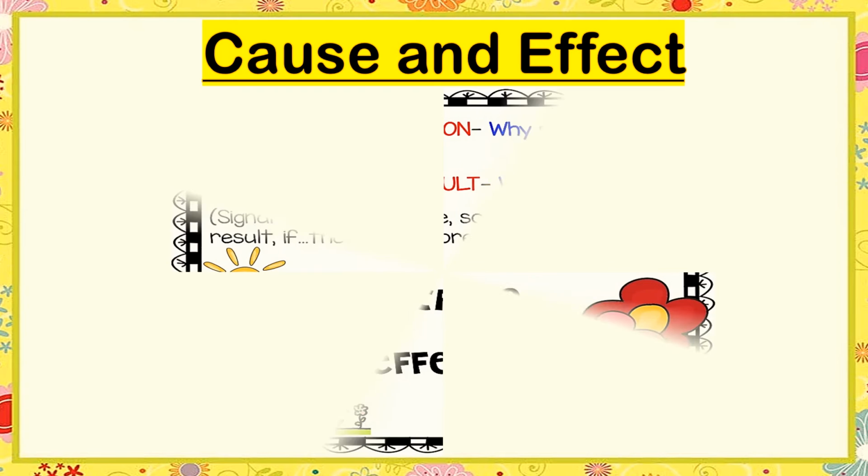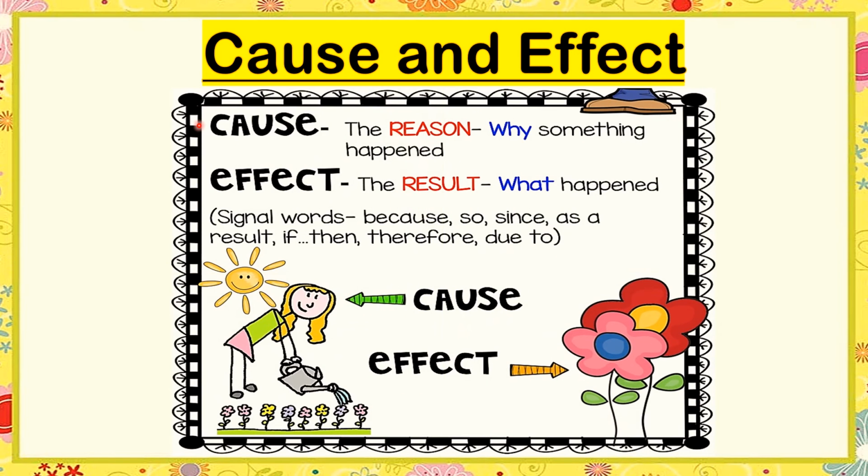Cause and effect. So class, what do you mean by the words cause and effect? What is the relationship of cause and effect? So let us read. Cause. It is the reason why something happened. It always happens first, before the effect. Now, what is effect? So effect is the result of what happened.